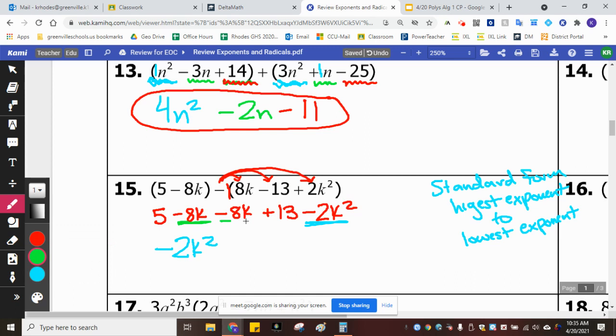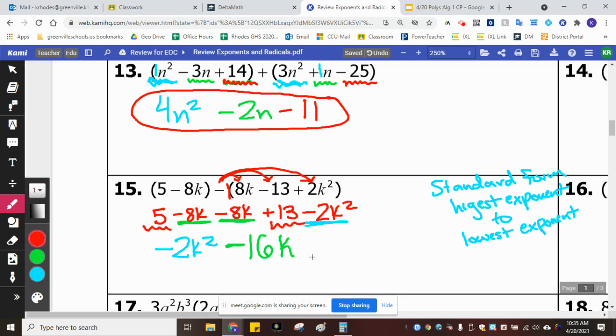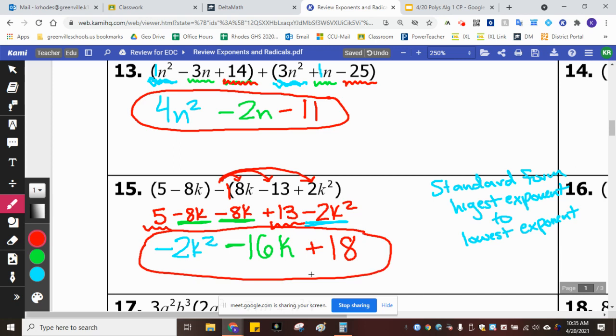Then negative 8k minus 8k. Negative 8 minus 8. Negative 16. Okay. And then the constants. 5 plus 13 is 18. Yep. Positive, so you put a plus. You always want to put a sign in between each of them, each term. So that's adding and subtracting. Hopefully not too hard.